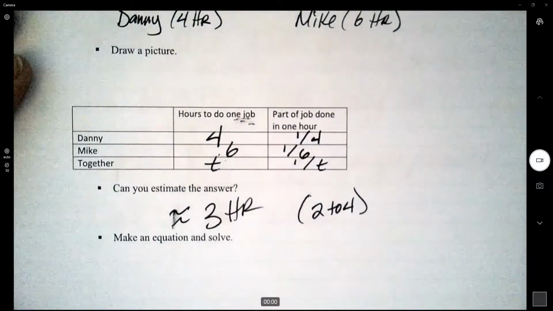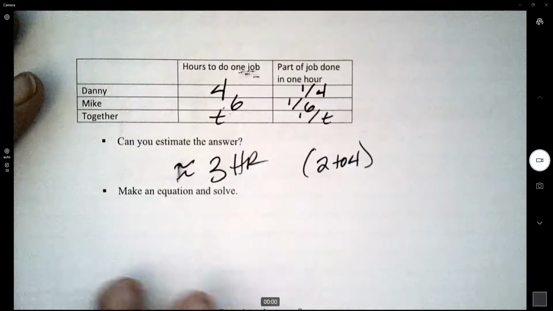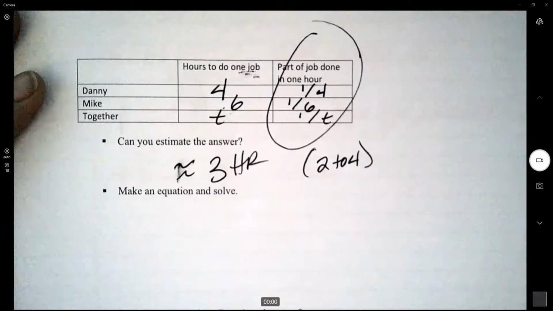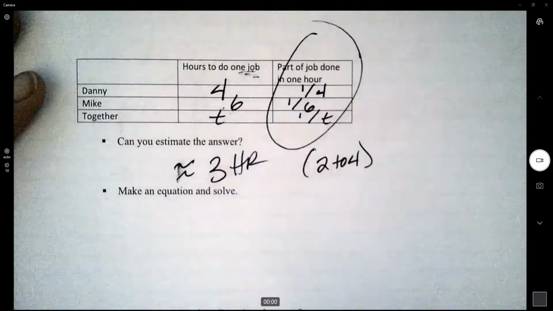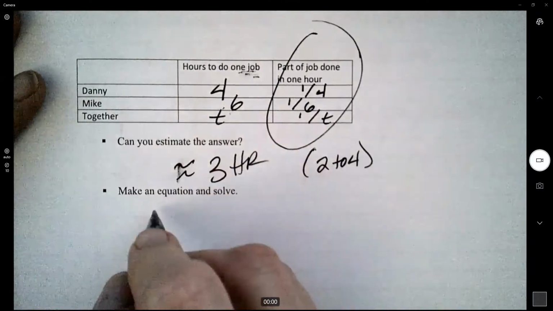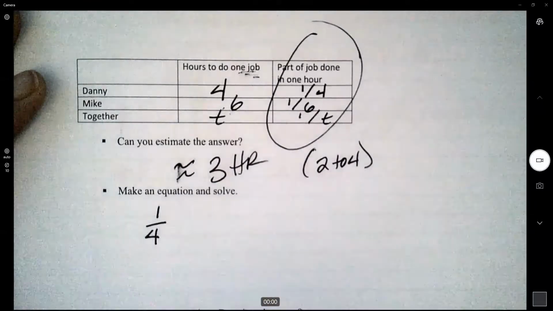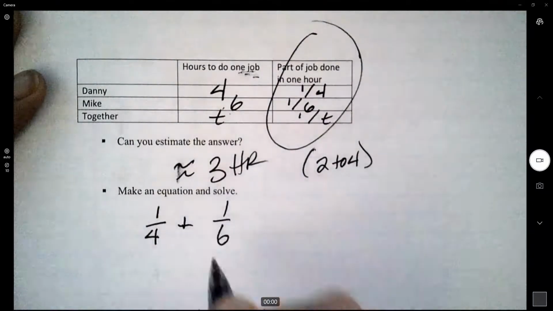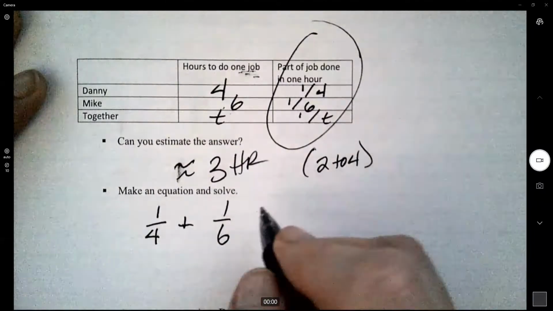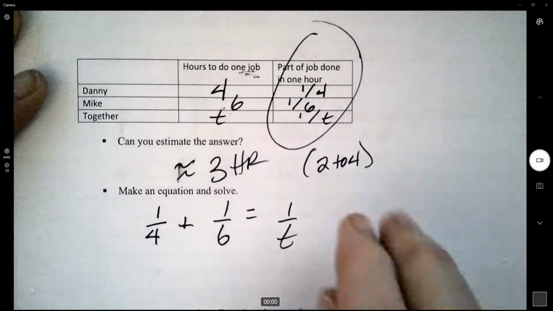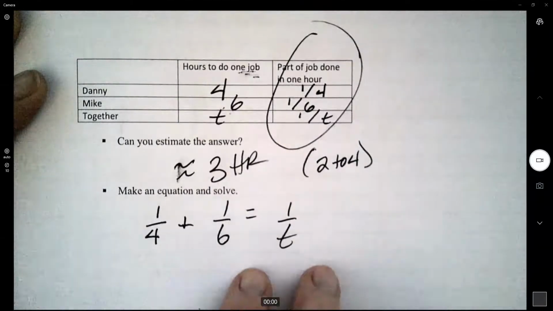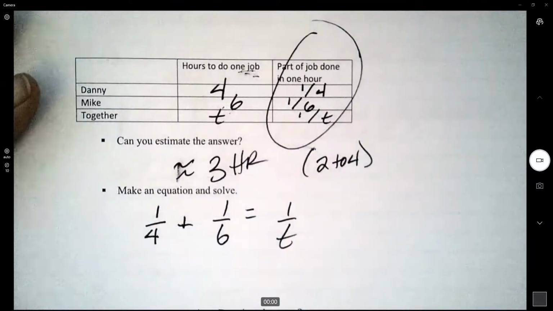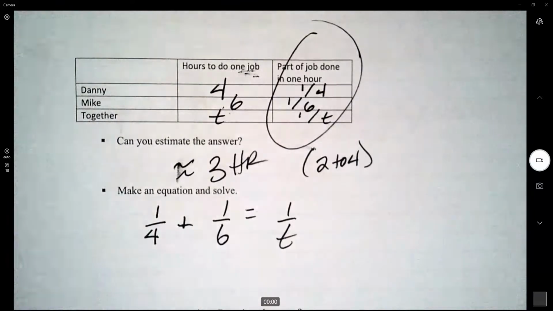To get a better estimate, if we wanted to make an equation of this in order to solve it, we set the parts of the job done in 1 hour as a sum in an equation. I know Danny can get 1/4 of the job done in an hour, and I know Mike can get 1/6 of the job done in 1 hour, but I know working together, they can get 1/t of the job done in an hour. So I need to combine these together in order to figure out what t is. So that's it. Now I just have to solve for t.